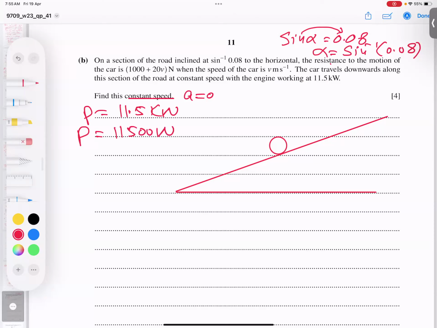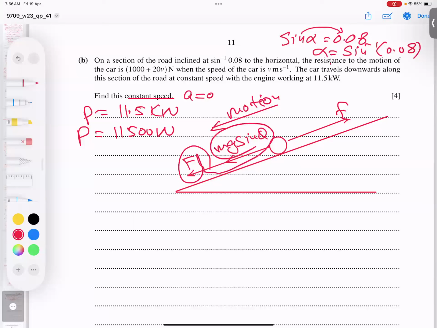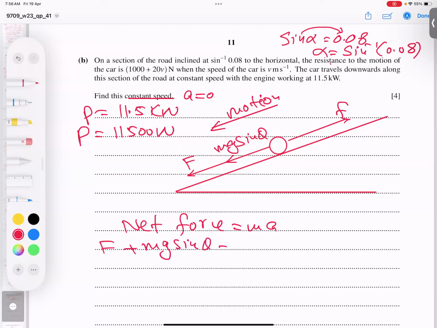This is the applied force, and this is mg sine theta, the weight component, and backwards is the friction component, because the system is moving downwards. So this is the applied force of the engine, and this is the weight component. The weight component is helping the applied force. So students, I can say net force equals ma. If I apply capital F plus mg sine theta minus friction equals mass into a.